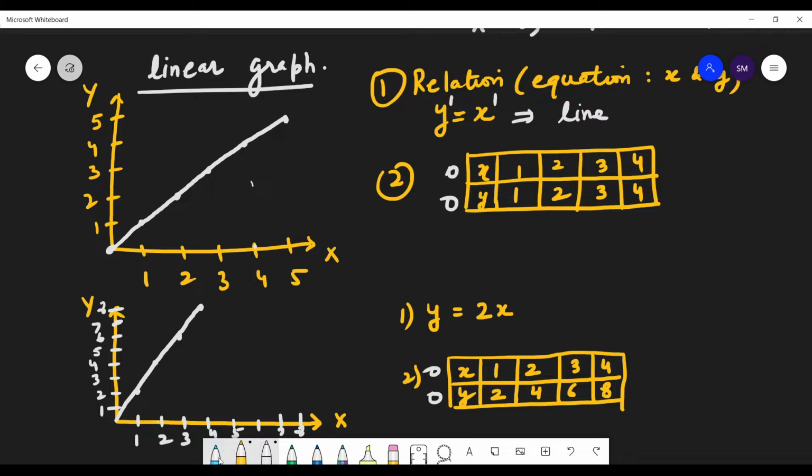What do you see here? That if I am changing x, if change in x is 1, what is change in y?